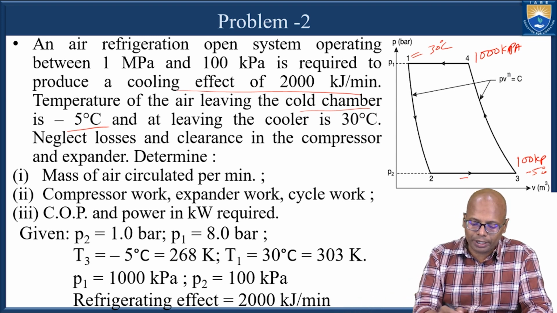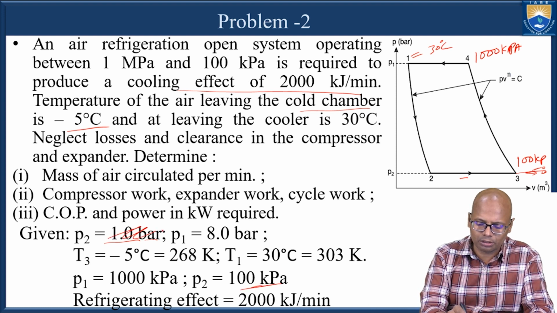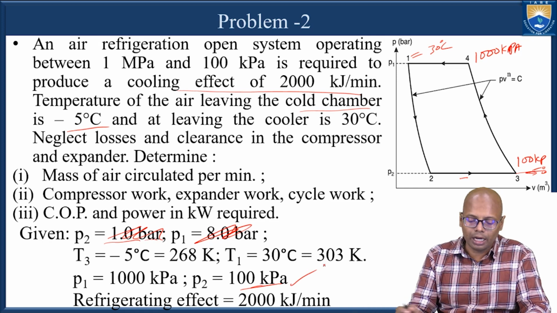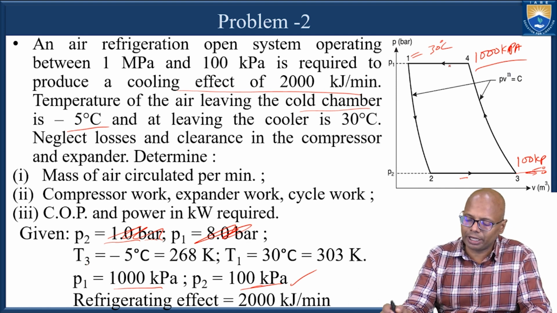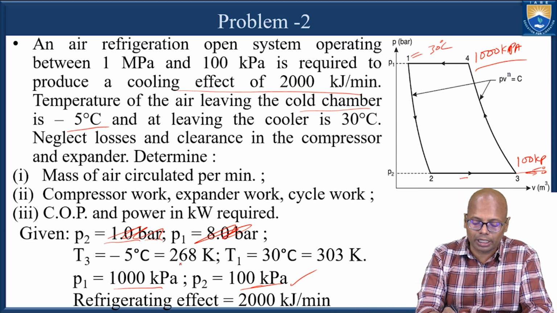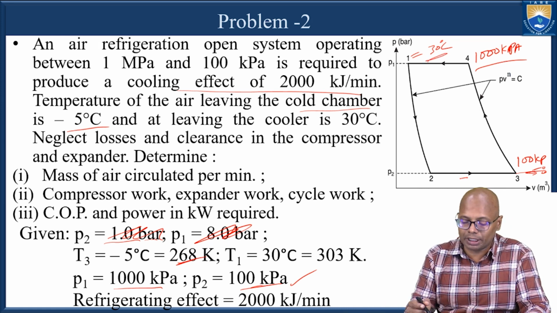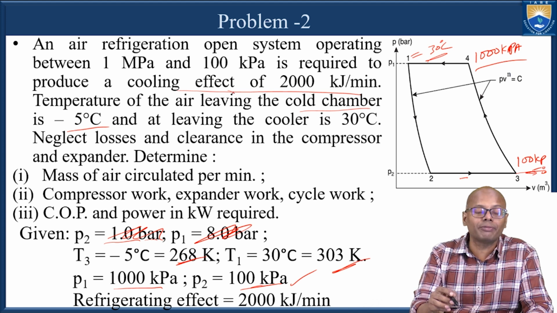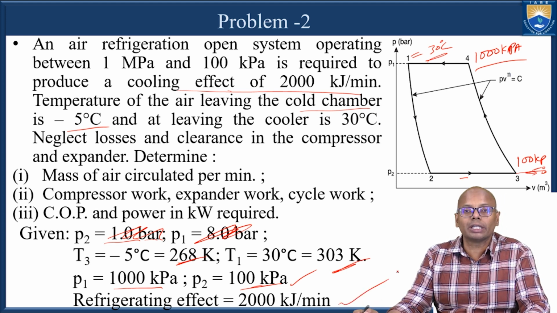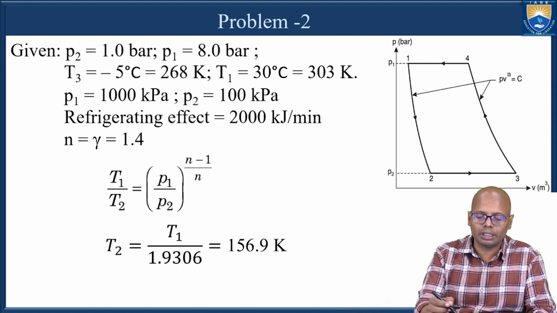As I already told, P2 is 100 kilopascal and P1 is 1000 kilopascal. Now T3 is minus 5 degrees centigrade. If I add 273, I get 268 Kelvin. And T1 is 30 degrees centigrade. If I add 273, I get 303 Kelvin. And they have already given the refrigeration effect produced, equal to 2000 kilojoule per minute. So with the given data, what do I have to find?